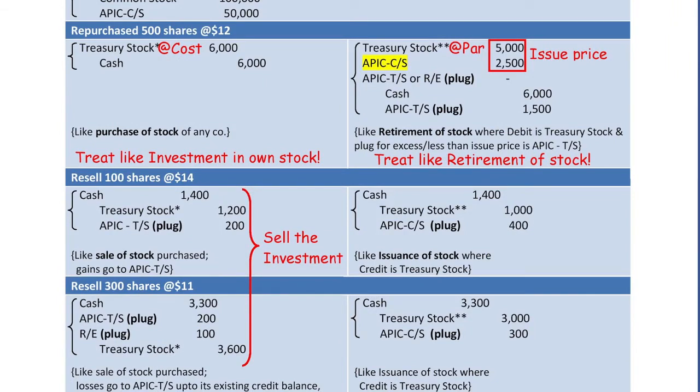Now if you resell treasury stock under the par value method, put a bracket and write like new stock issued. So when you're reselling the shares, treasury stock is credited at par. The plug, that's to APIC common stock, because APIC common stock had been debited when you repurchased the stock.